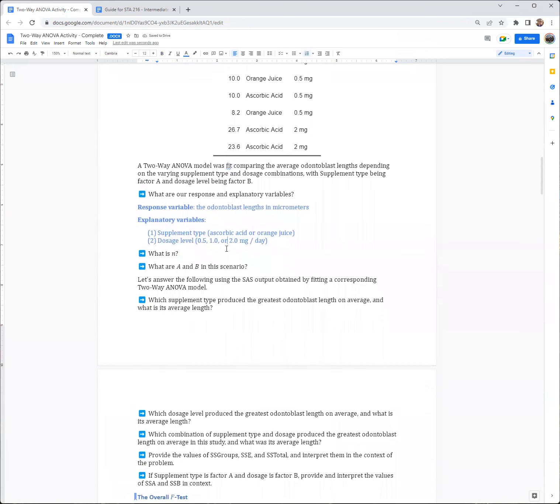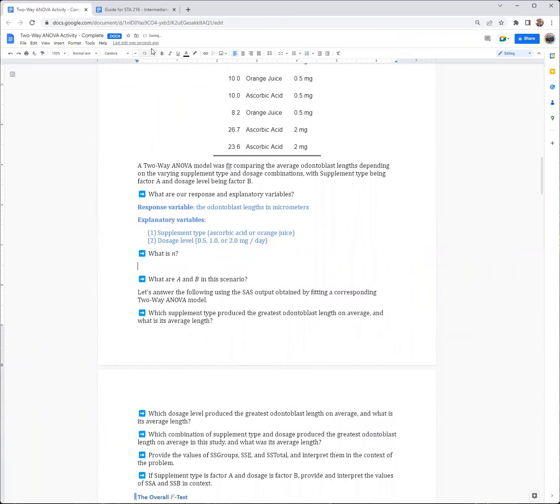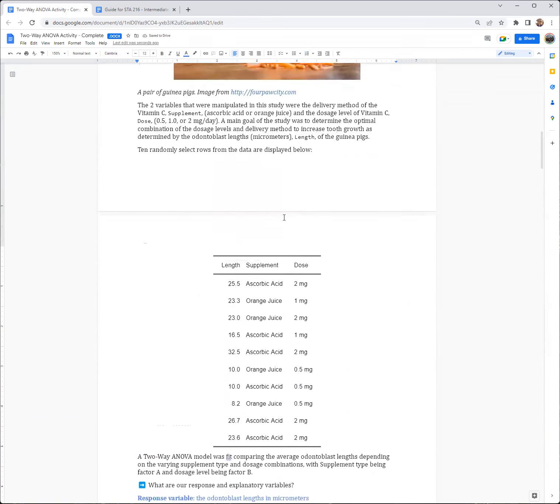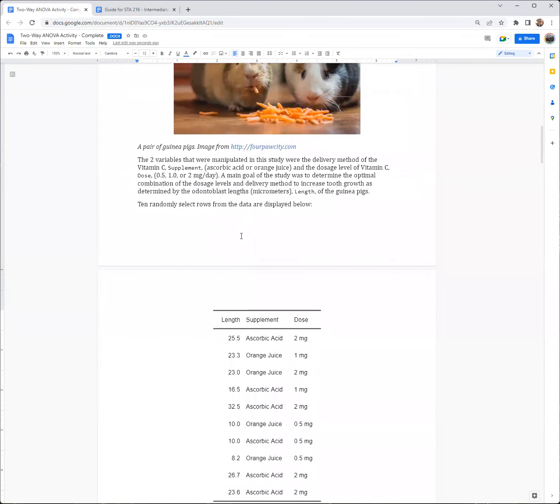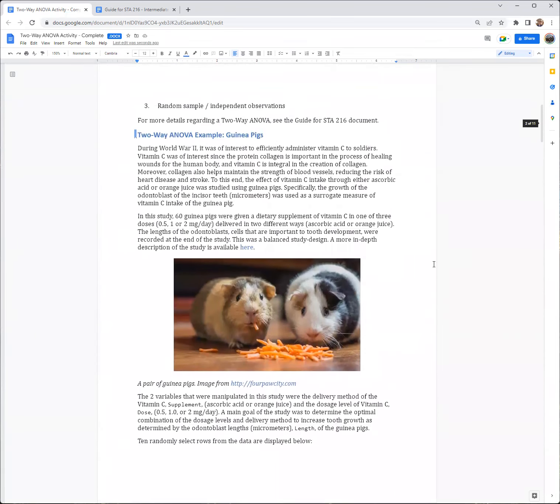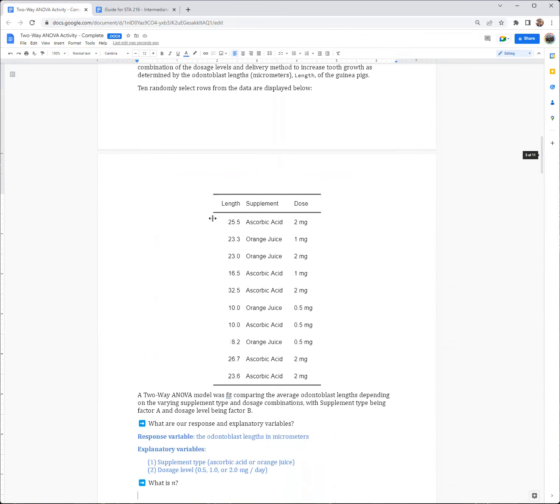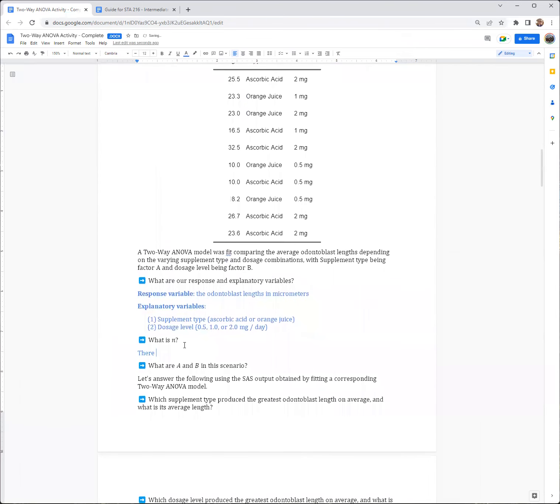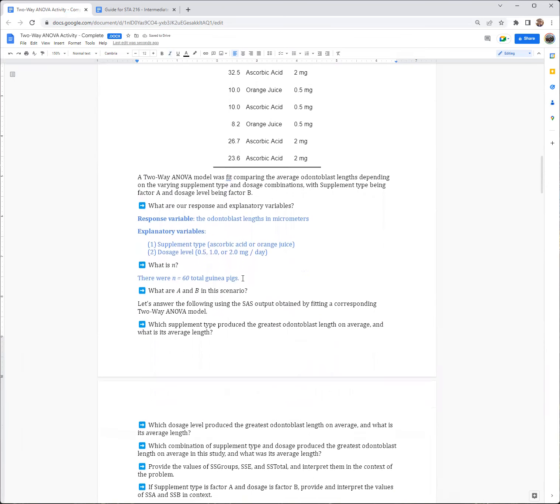So what is n? n is the overall sample size. In this case, although there are 10 observations or guinea pigs in each treatment group, there were n equals 60 total guinea pigs.